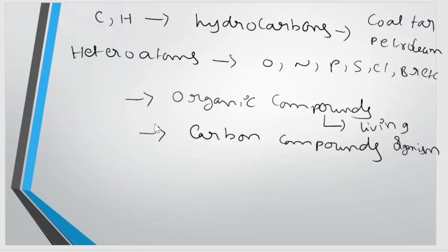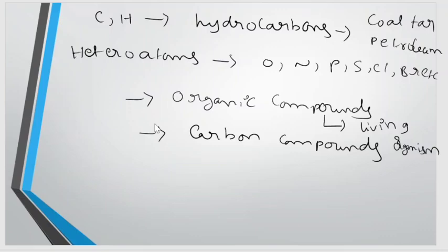And if we consider atoms like oxygen, nitrogen, phosphorus, sulfur, chlorine, bromine, etc., they are part of most of the organic compounds, and they are called heteroatoms. So not only with hydrogen, even with oxygen, nitrogen, phosphorus, sulfur, etc., carbon can form a large number of compounds.